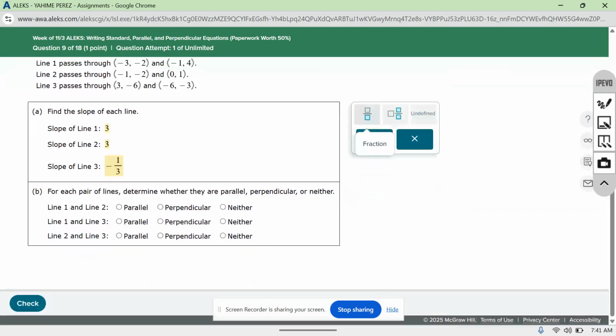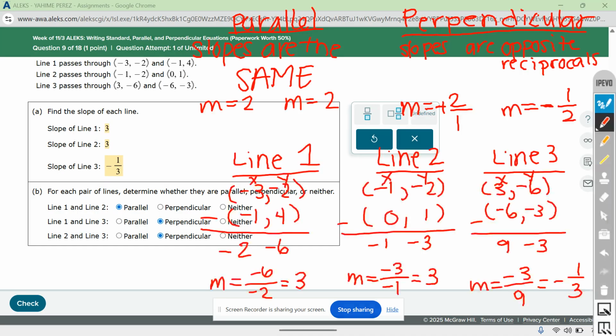Okay. So lines 1 and 2 are parallel because they're the same. Lines 1 and 3 are perpendicular because they're opposite signs and flipped, right? Because 3 as a whole number as a fraction is 3 over 1. So 1/3 is the reciprocal. And lines 2 and 3 are also perpendicular because this is positive 3 over 1 and this is negative 1 over 3, right? It's a negative reciprocal.